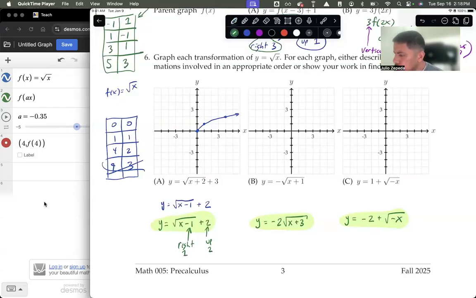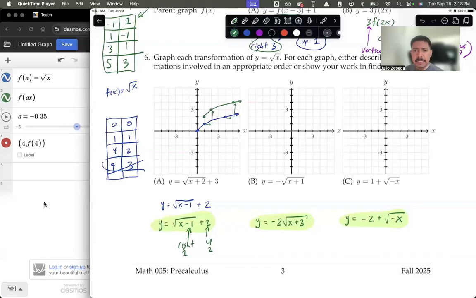So to the right 1 unit and up 2 would put my origin point there. To the right 1 unit and up 2, we'll put this point there. We know that this graph starts at the origin, so this is where the origin got moved to. That's our new starting point. There's the graph. It took me 10 seconds to graph that. If you know the parent function well and you know function transformations well, these problems are very, very quick.